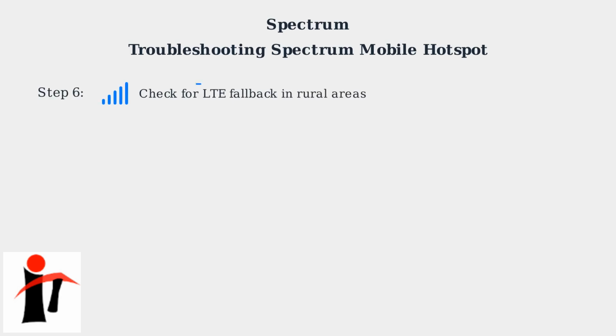If problems persist, especially in rural areas, consider that you might be falling back to LTE, which can be slower and less reliable. Recent updates to the Spectrum Mobile app include AI-driven diagnostics to identify connectivity issues, so use this tool for real-time troubleshooting. If you have a dedicated Spectrum hotspot device, try forcing it to use 5G only via the network mode settings to avoid LTE interference.